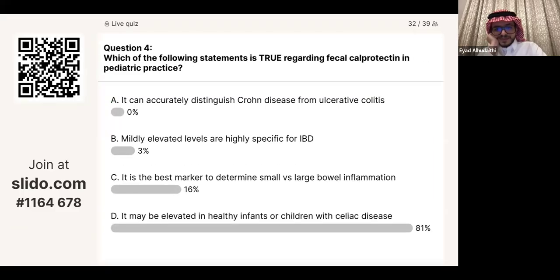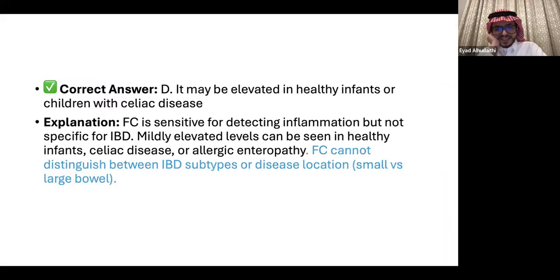So you are on fire, guys, mashallah. It may be elevated in healthy infants or children with celiac disease. Calprotectin is sensitive for detecting inflammation but not specific for IBD. It can be seen with celiac, allergic enteropathy, and in infants. So you cannot distinguish between the IBD subtypes by the disease location.